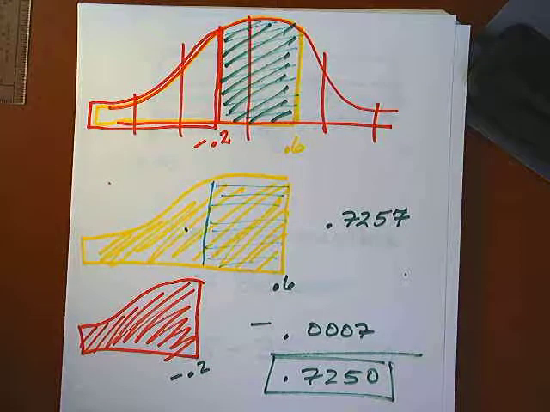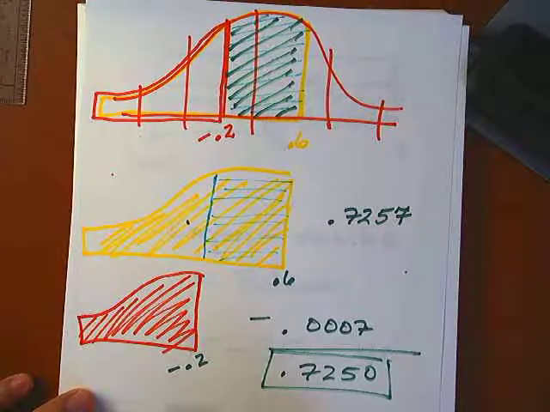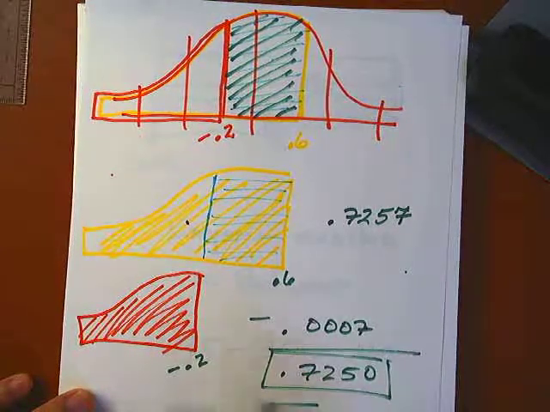is 0.0007. So to find the area right here, we subtract the 2. And the 7 will cancel, and that will leave 0.725. And that is this area right here. Now let's check it with the handy dandy calculator.